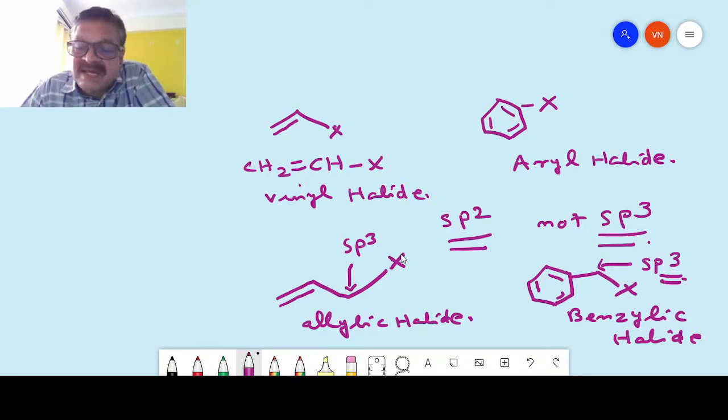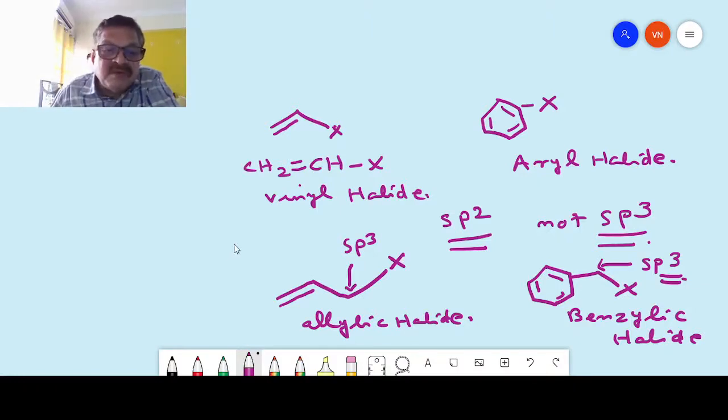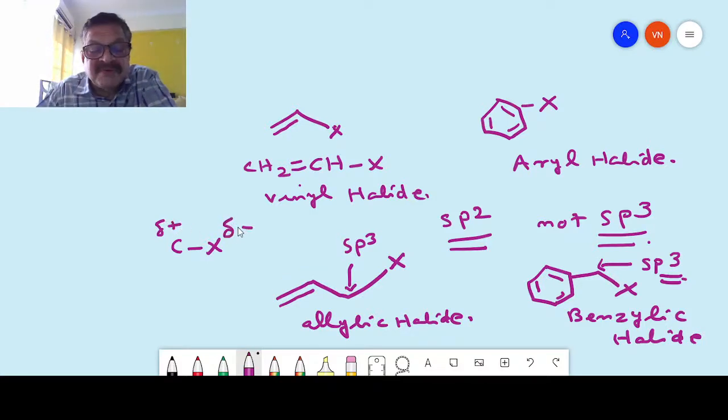Now the chemistry of alkyl halides is determined by the polar bond. This C-X bond is the polar bond here. It has become polar because this carbon is partially positive, delta plus, and the halogen will be partially negative because of the electronegative halogen atom. In alkyl halides, the halogen atom determines the polarity. This polar C-X bond is created by the electronegative halogen atom.